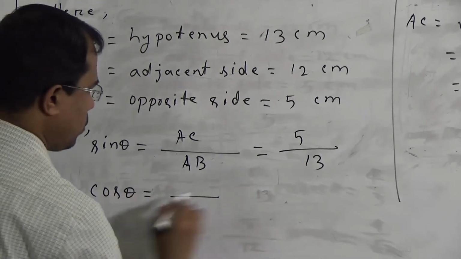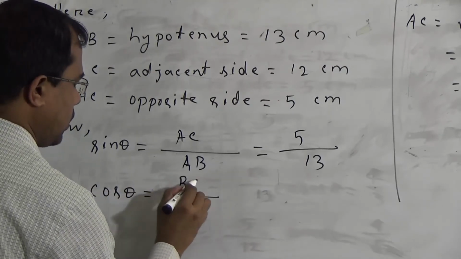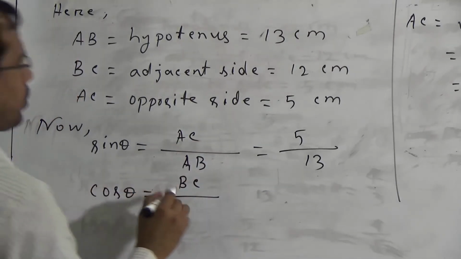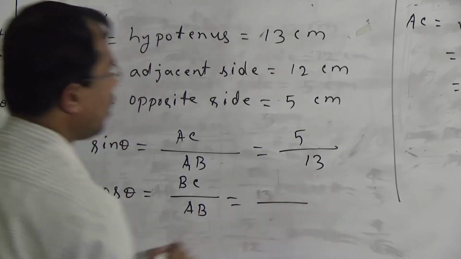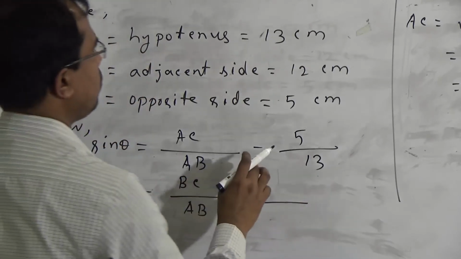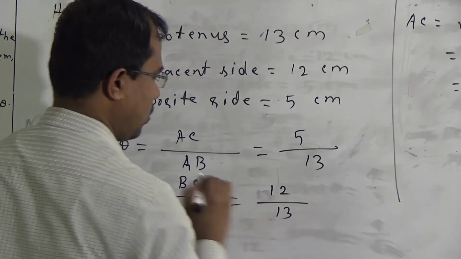Cos theta is equal to adjacent side divided by hypotenuse. Here the adjacent side is BC and the hypotenuse is AB. Now BC is equal to 12 and AB is equal to 13.